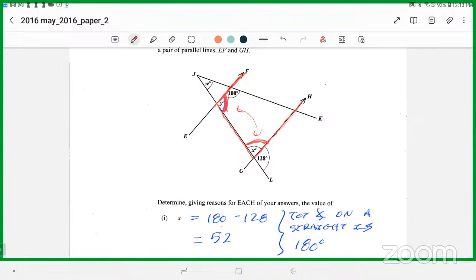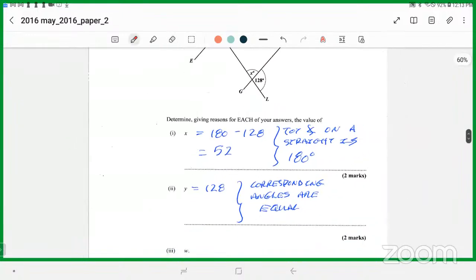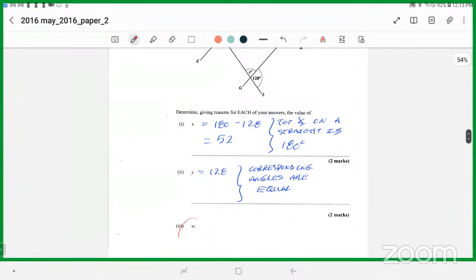Remember, this is 52. So the y would be 180 degrees minus the 52. You're going to get back the 128 from here. So we could do it that way. But it's good to see the easy way, which is to see them as the corresponding angle, sorry. Then I want angle W.